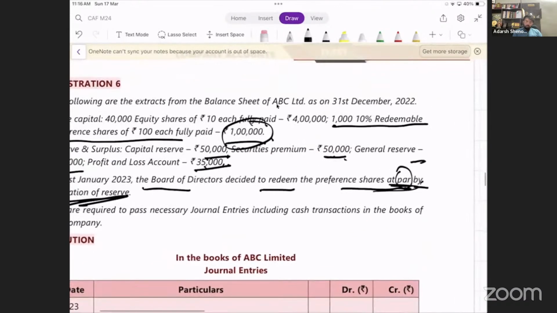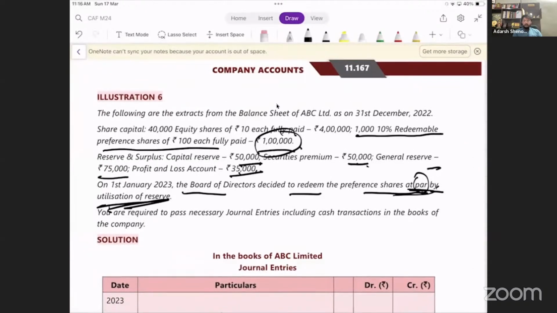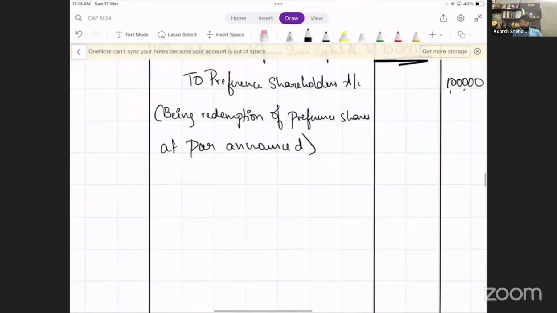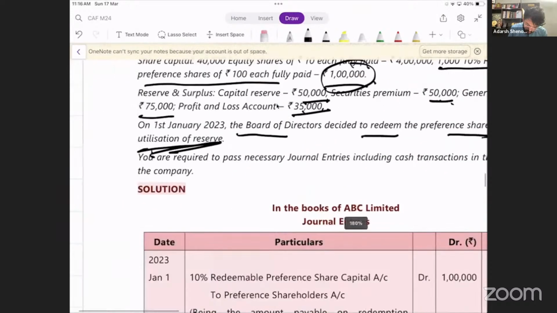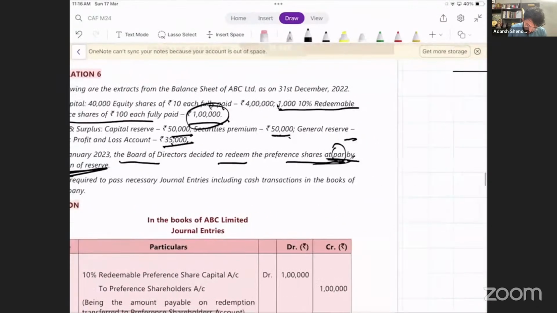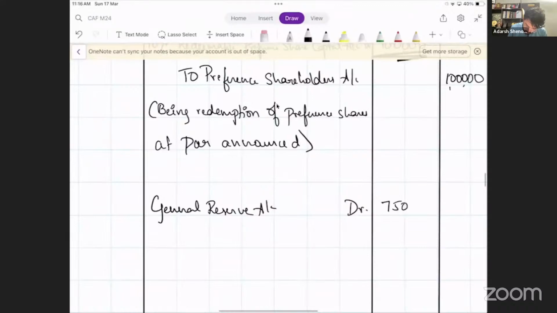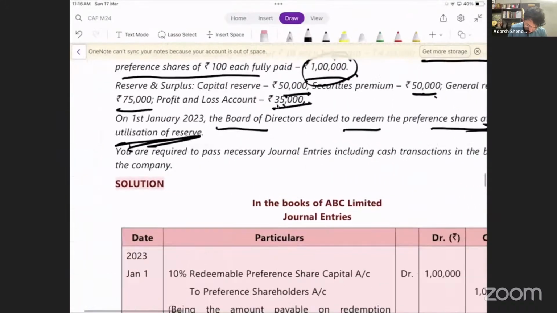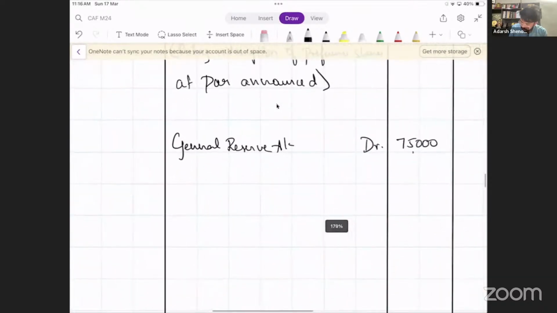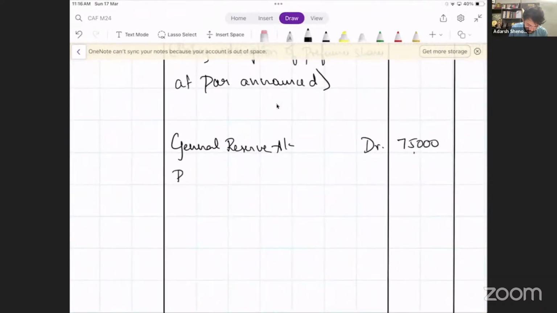What reserves will I use? I have general free reserves, distributable profits only can be used. There is general reserve and P&L account. So I'll go in the sequence they've mentioned. So general reserve account debit, we have 75,000 of general reserve. I'll use it all. Then we have P&L account. I don't need 35,000 P&L. I need only 25,000. I hope you have understood how I got that 1 lakh. 1 lakh is the face value of the preference shares redeemed.